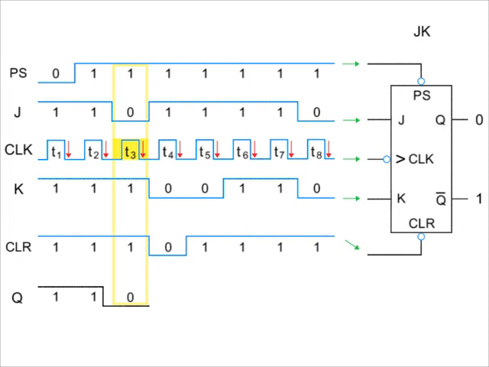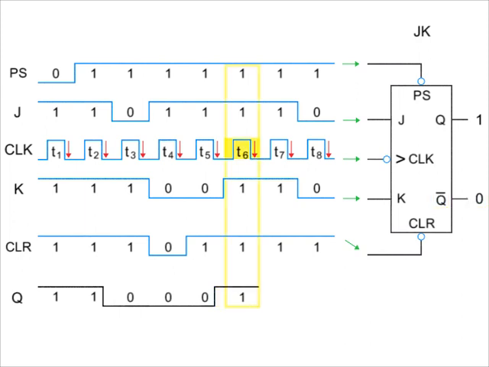At T3, the input to J is 0 or low, and the input to K is still 1 or high. Thus, Q remains at 0 or low. At T4, input to CLR is low, and thus will take priority over any other input. Thus, Q remains at 0 or low. At T5, J is 1 or high, and K is 0 or low. Thus, Q goes high or back to 1.